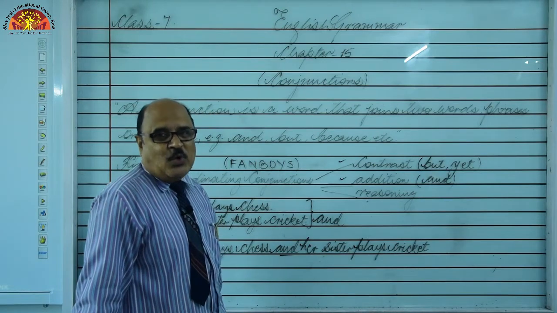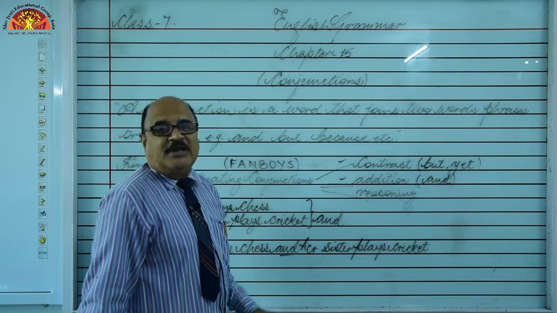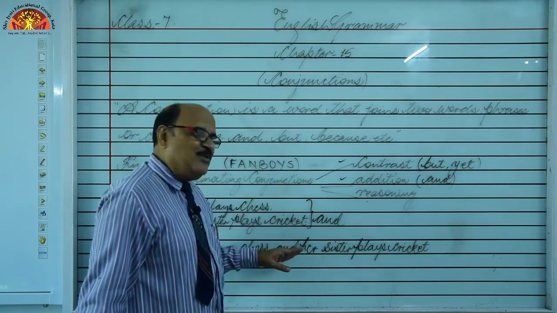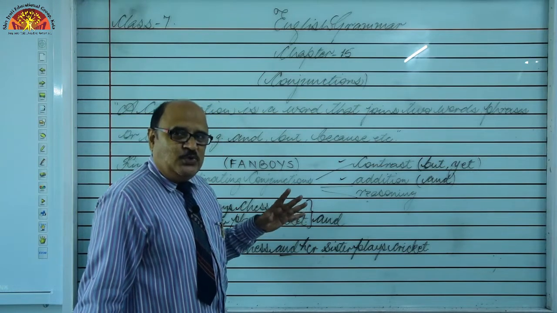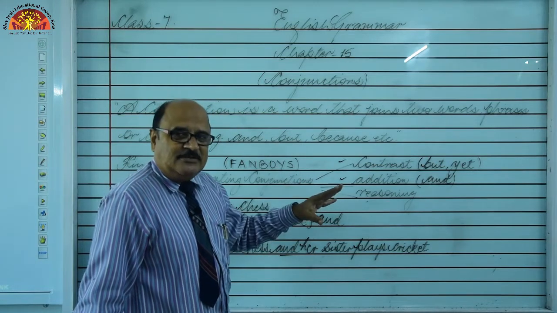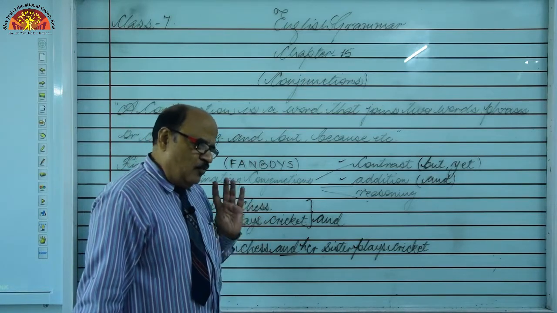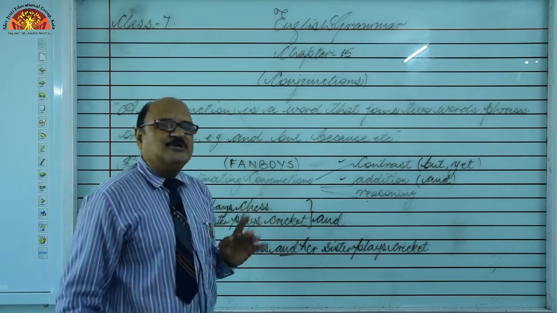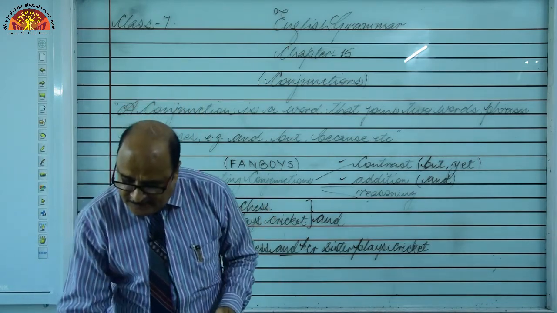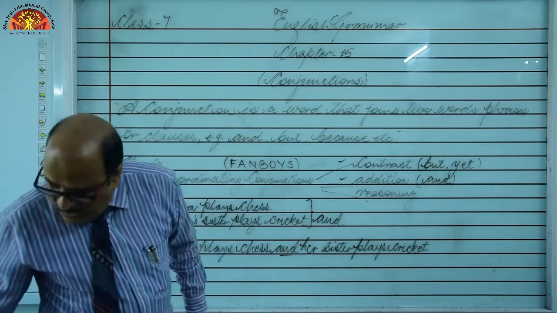So, it all depends. Suppose you have been told to use it as coordinating conjunction in contrast, then you have to use but. But suppose you have been told to use it as addition, then obviously you have to use and. Don't worry students, the meaning must be clear and the sentence must be meaningful. Okay. Next, coordinating conjunctions.